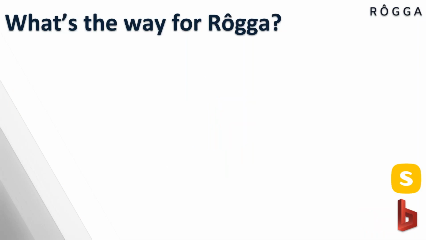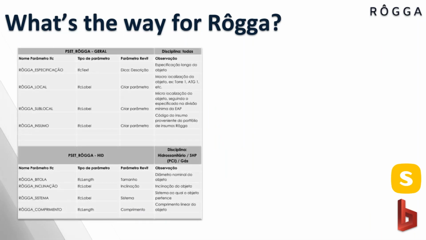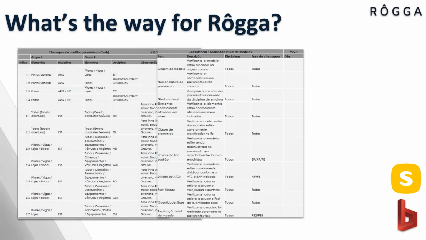So about this, what is the way that we have in Rôgga? Okay, the way is strong standards for our own property sets, or the classifications that we have to do, or the check process that we have to describe for the stakeholders in the design process.